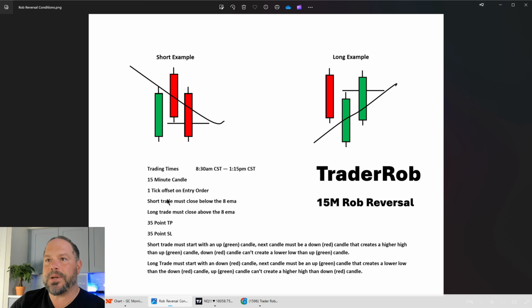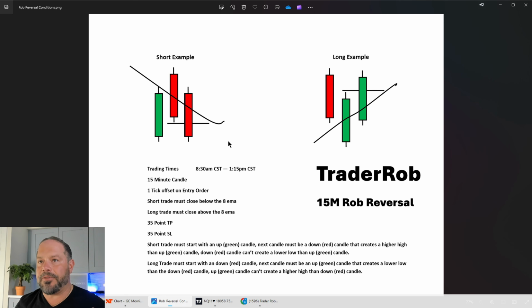For a short trade, the activation candle must close below the 80 MA. So the 80 MA is essentially the only indicator that I have on a chart. That's the only thing that I am looking at.